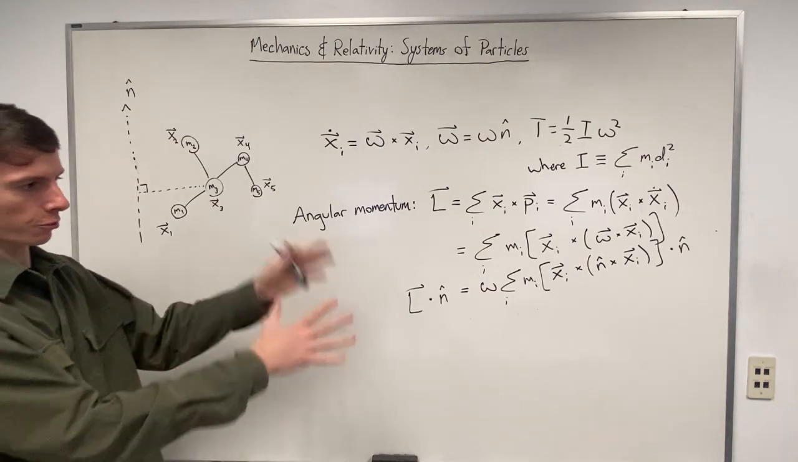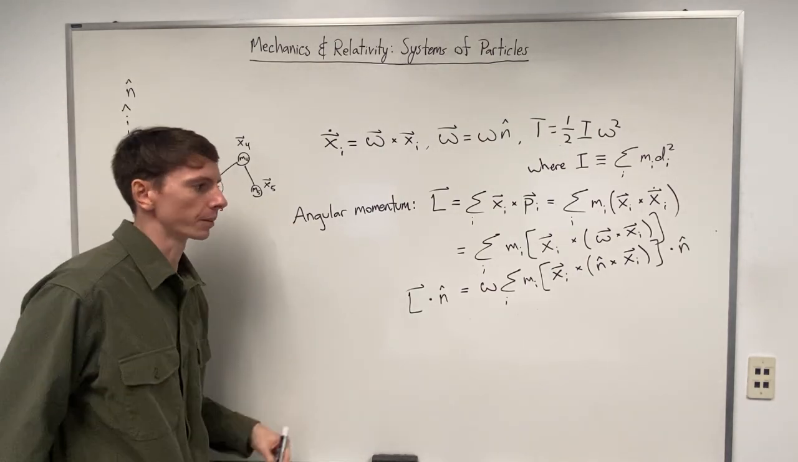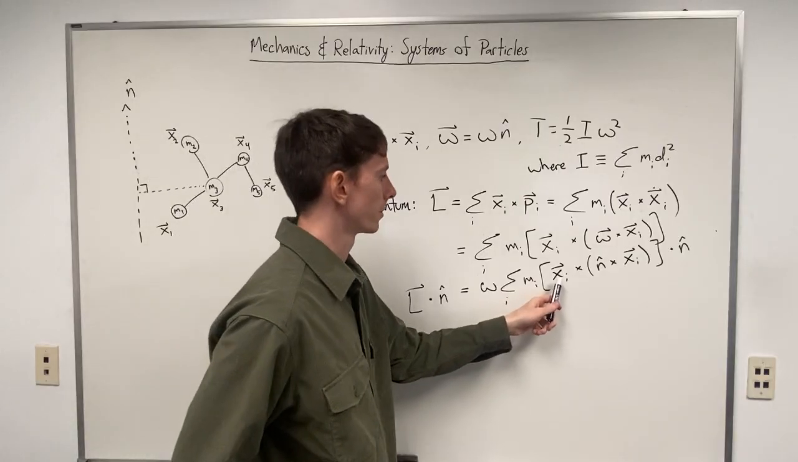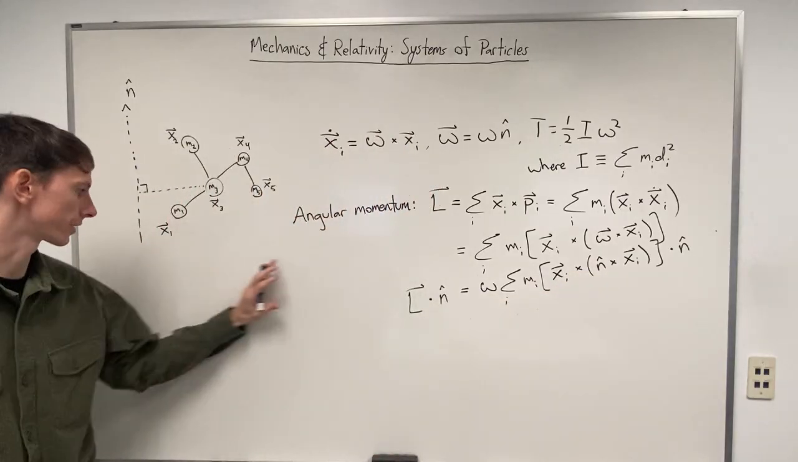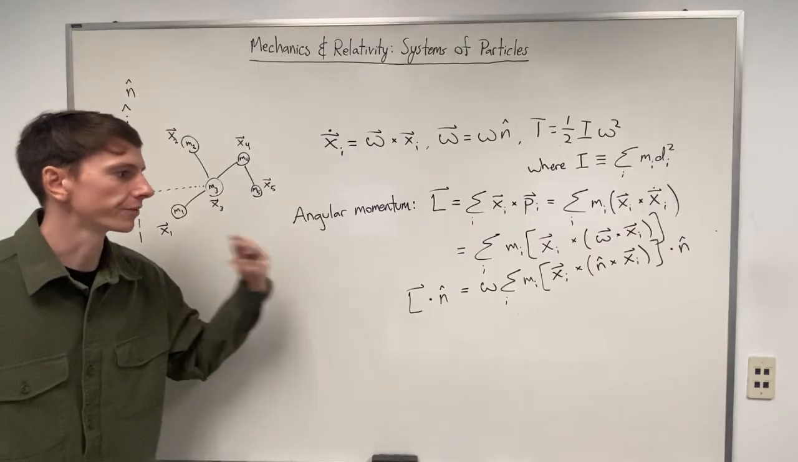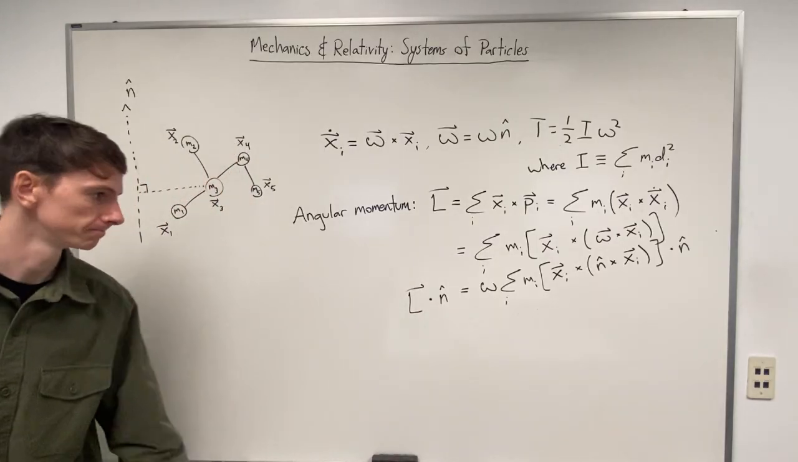Now, just like before, we're going to need to make use of a vector identity. I don't remember it off the top of my head, when you have a vector cross a cross product. So I'm going to write out that vector identity right here. We're going to simplify that a little bit, and then that'll allow us to simplify this expression.